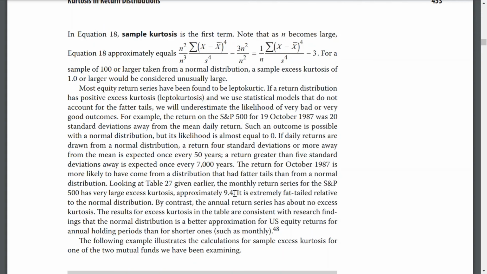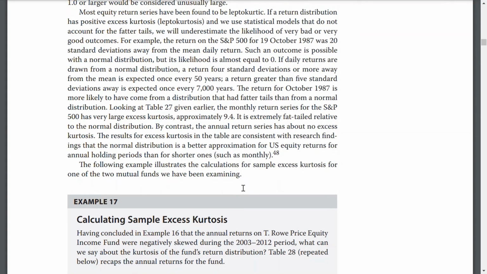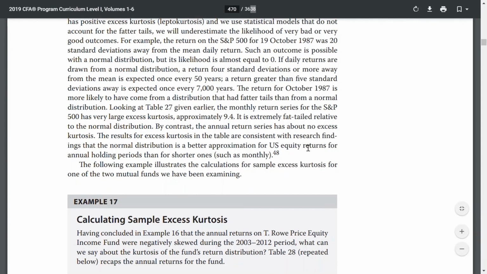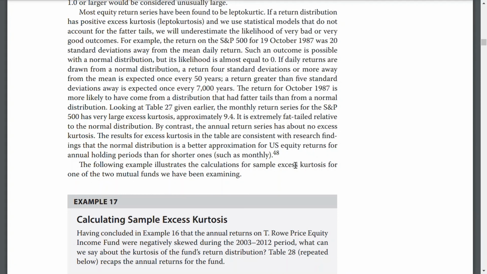Looking at table 27 given earlier, the monthly return series for the S&P 500 has very large excess kurtosis, approximately 9.4. It is extremely fat-tailed relative to the normal distribution. By contrast, the annual return series has about no excess kurtosis. The results for excess kurtosis in the table are consistent with research findings that the normal distribution is a better approximation for U.S. equity returns for annual holding periods than for shorter ones, such as monthly.